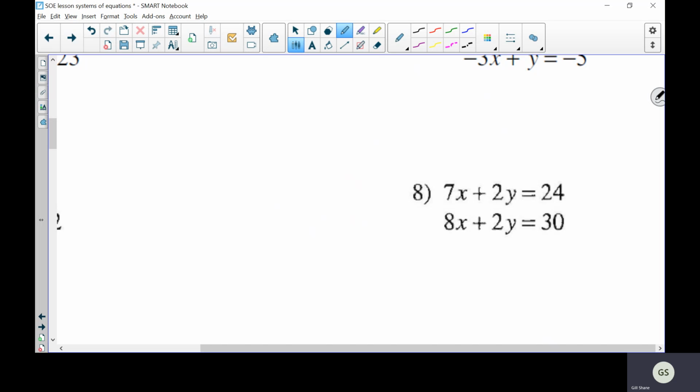You see what I'm saying? Because then you'll have a negative 2y in one of the equations, and in the other equation you'll still have positive 2y. So now they'll cancel out.